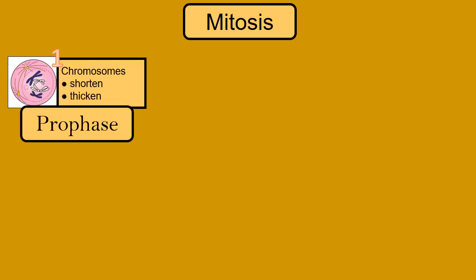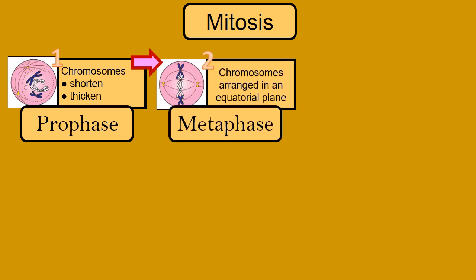The first phase is prophase. The chromosomes become shortened and thickened. The chromosomes also undergo a replication process. Next is the metaphase. Chromosomes are arranged in an equatorial plane.